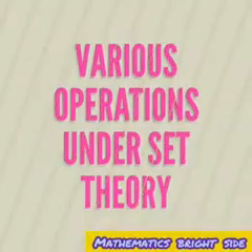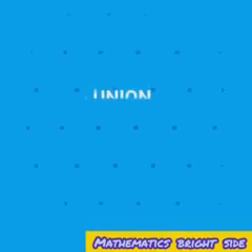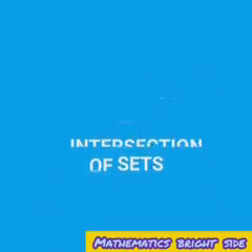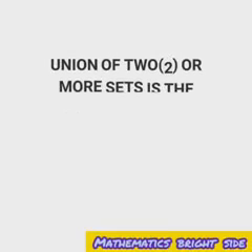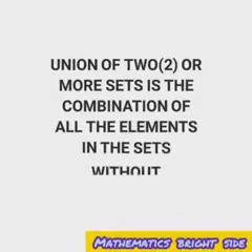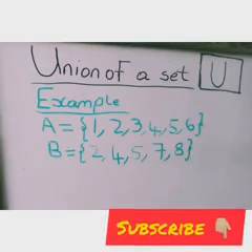Now let's look at the various operations under sets. We have the union of a set and we also have the intersection of a set. Let's learn about union of a set. Union of two or more sets can be defined as the combination of all the elements in the sets without repetition. So now let's look at how to identify union of a set.